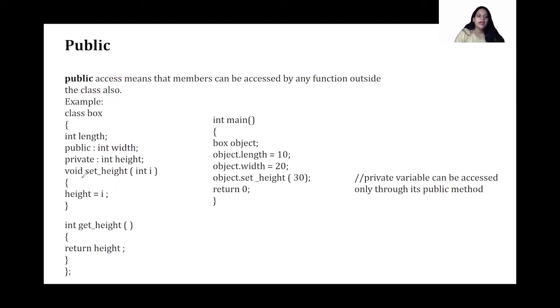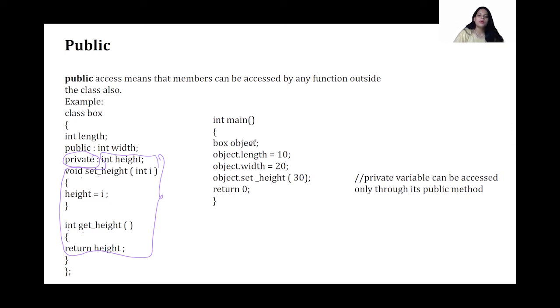In private, I have void set height, and height is equal to I. And also I have int get height. So what is happening here? See here, I have private in here, and after that, whatever declaration I am going to do, everything is going to come under private.